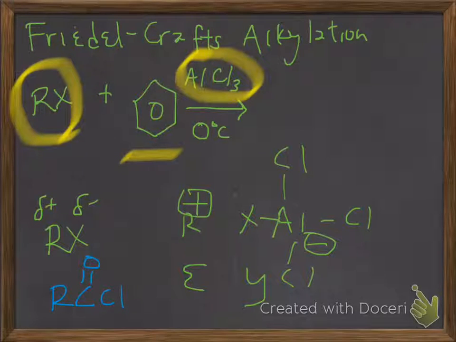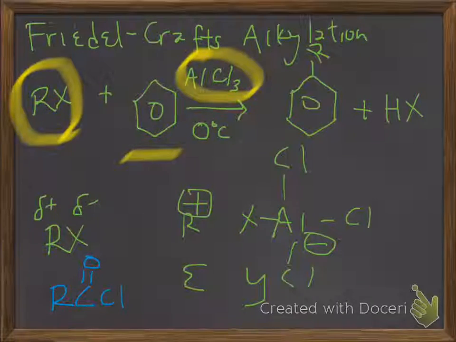And it's only transitory, you get your aluminum trichloride back, and so your final products here would be the benzene ring with whatever your R group was, plus HX.